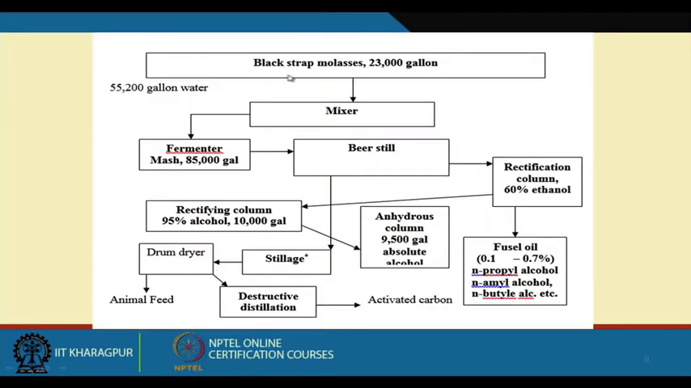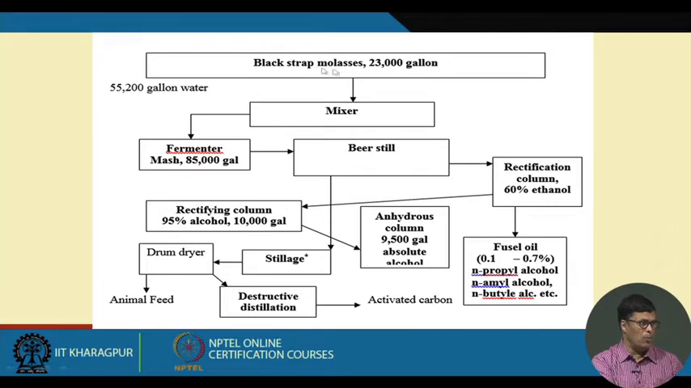Now this is a typical block flow diagram. Black strap molasses, or cane molasses, we take it and mix it in a mixer with a significant amount of water. Then it passes through the fermenter, where it is fermented, and from the fermenter to the beer still, and from the beer still we have the rectifying column. From the rectification column we get 60% alcohol. Further passing through the rectification column, we get 95% alcohol.